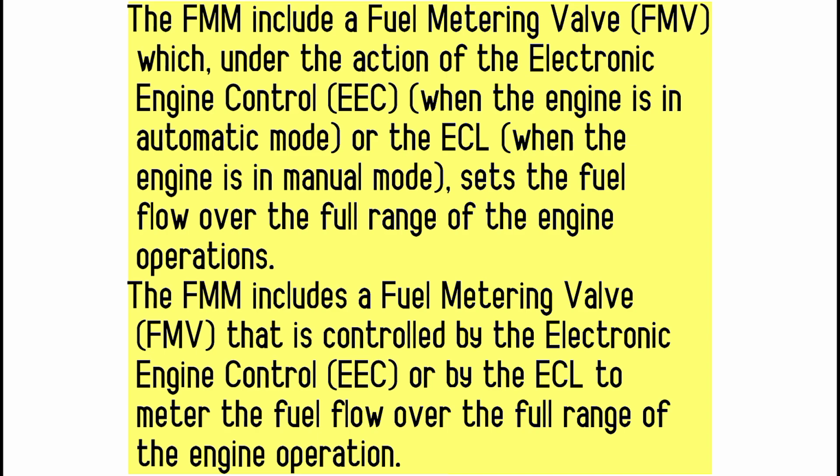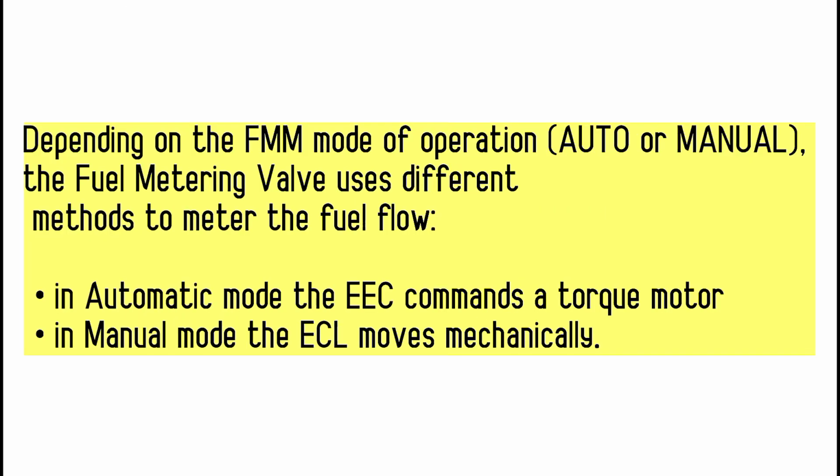The FMM includes a fuel metering valve, FMV, that is controlled by the electronic engine control, EEC, or by the ECL to meter the fuel flow over the full range of the engine operation. Depending on the FMM mode of operation, auto or manual, the fuel metering valve uses different methods to meter the fuel flow. In automatic mode the EEC commands a torque motor; in manual mode the ECL moves it mechanically.